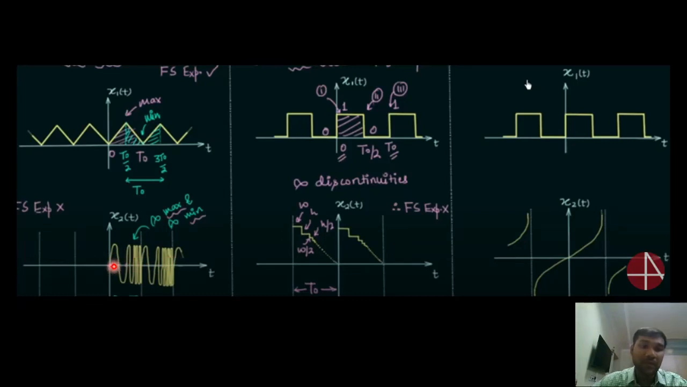If I look at the number of maximas, this is one maxima, and again here there is one more maxima, one more maxima, one more maxima, and there are infinite number of maximas here. Similarly, there are infinite number of minimas. So we cannot find the Fourier series expansion of such signals. Fourier series expansion is not possible for such signals.